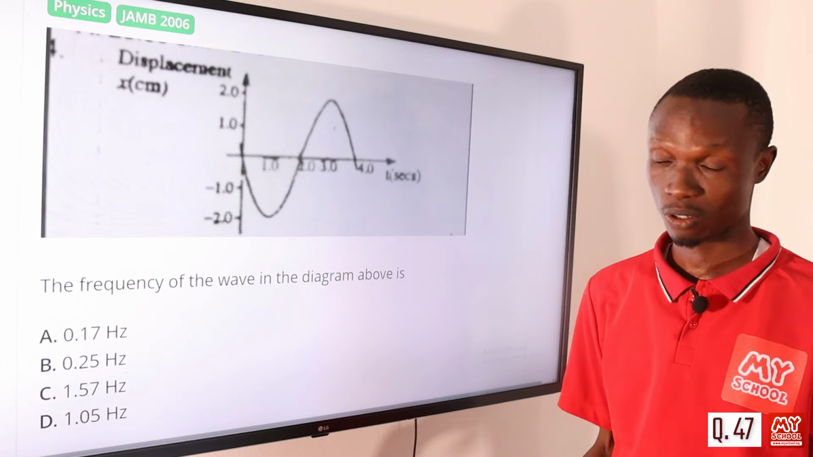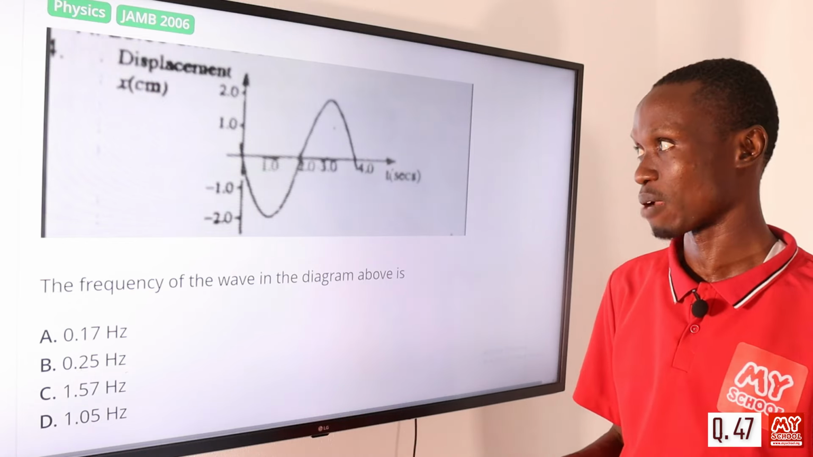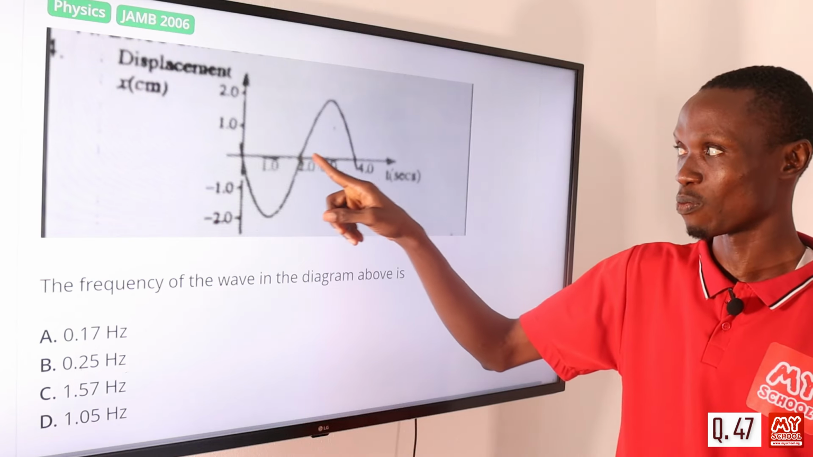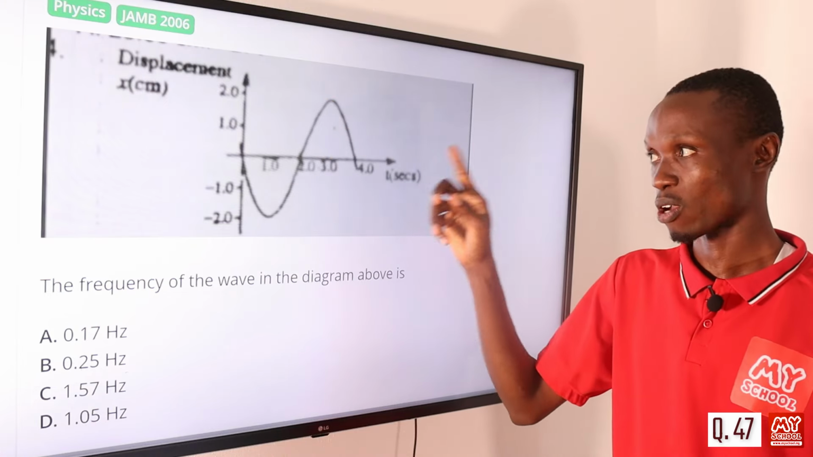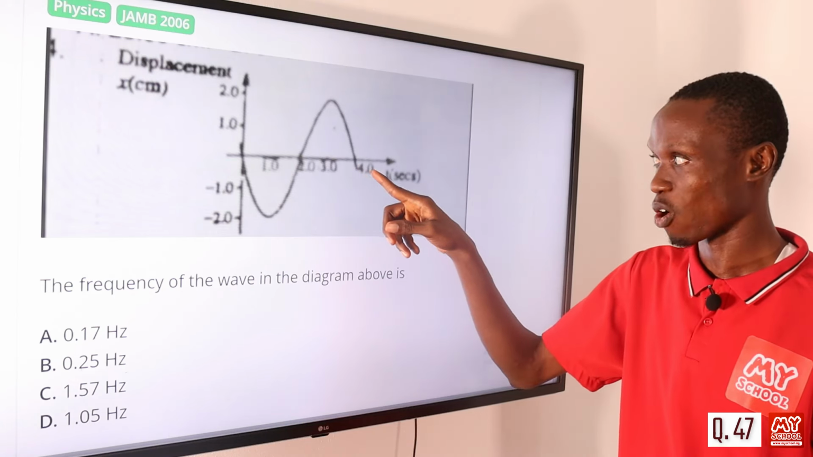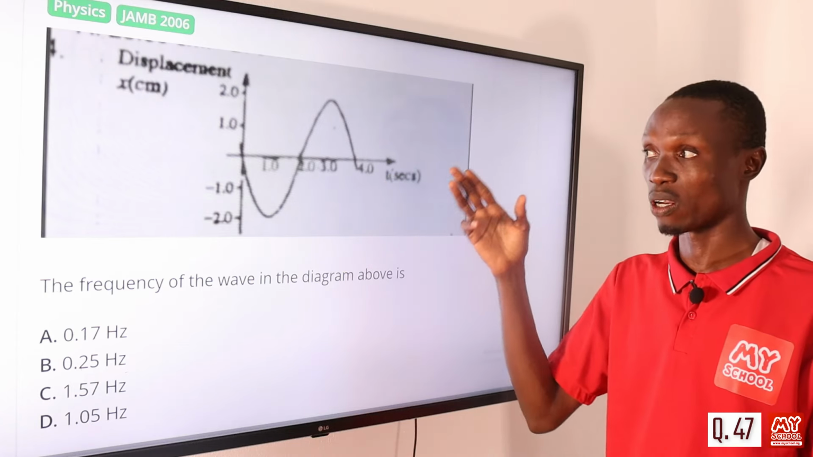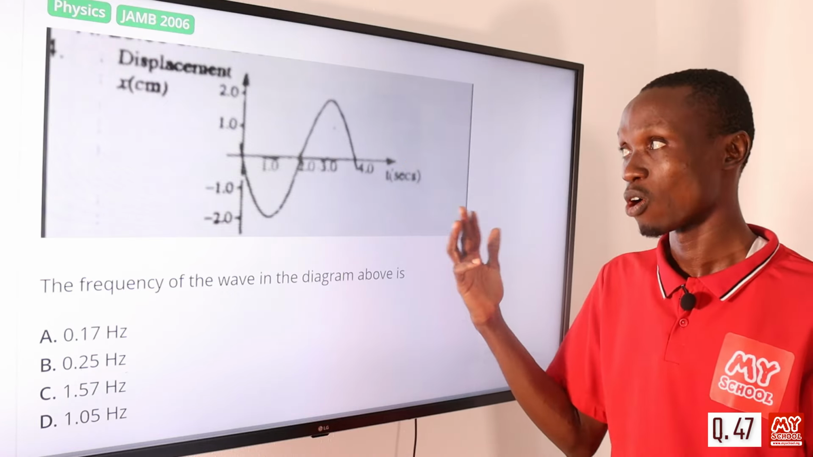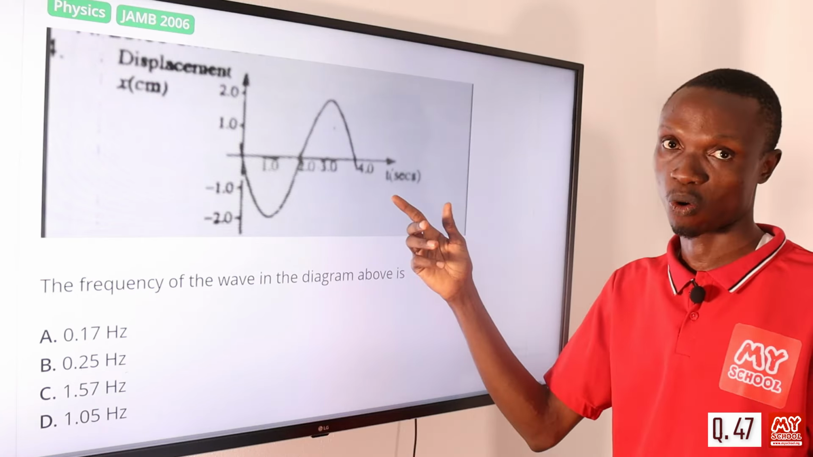Question 47. The frequency of the wave in the diagram above is, now remember that frequency is the reciprocal of period, right? And period is simply total time all over number of circles described. If we look at this graph very well, from here to here is a semicircle, while from here to here is another semicircle. Put together, that will be equal to 1 circle. And to describe this, 1 circle actually took 4 seconds. Meaning that from here we can get the value of period. So period will be total time divided by the number of circles, which is 4 all over 1. So period is equal to 4 seconds.